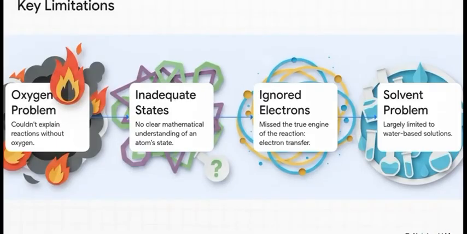So what were the big issues? Well, first off, what about all those reactions that had nothing to do with oxygen? The very name oxidation was becoming a problem. Second, the old rules didn't really have a good system for tracking an atom's, let's call it, chemical state. But the real killer, the thing they were totally missing, was the true engine driving the whole process. It was obvious there was something deeper going on that they just couldn't see.